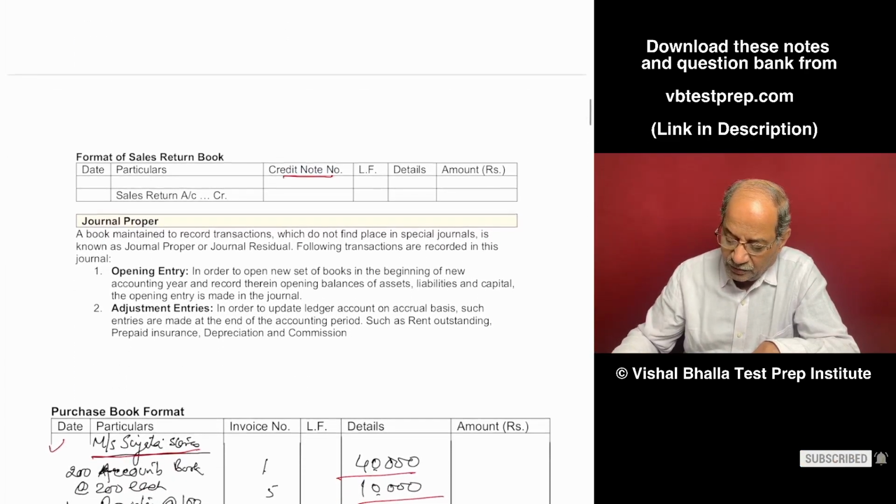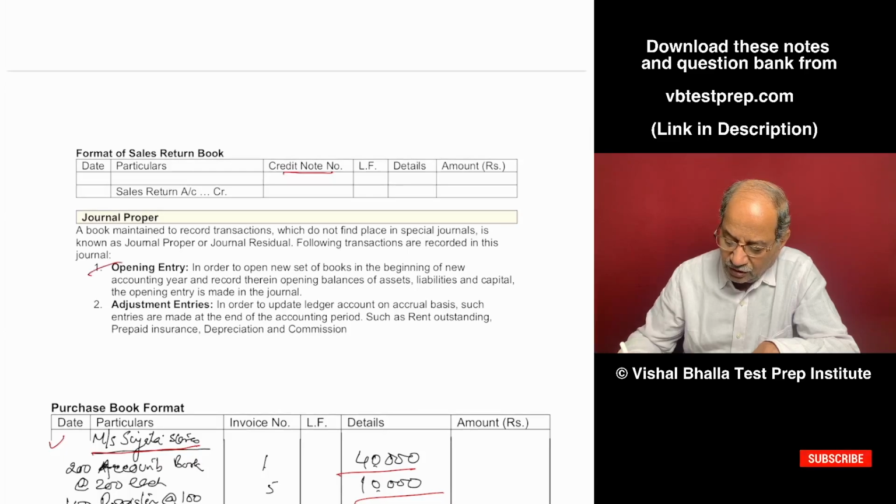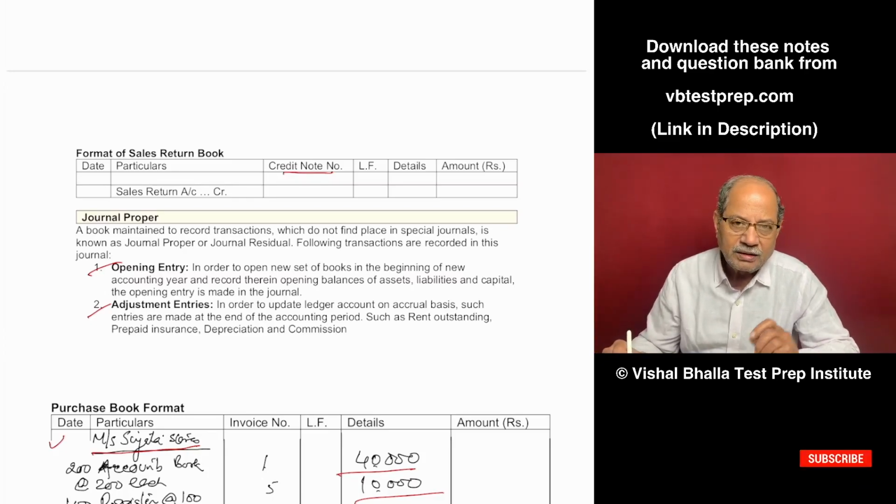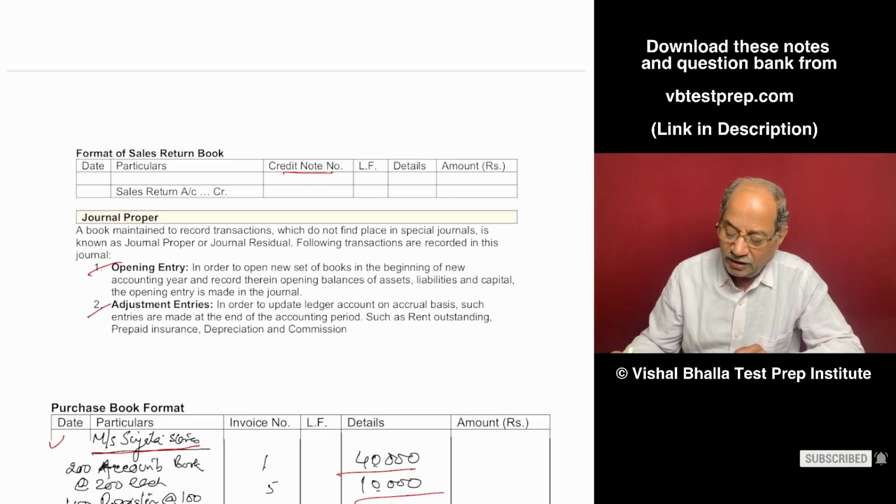Now, in journal proper, two things are there or more: opening entry and adjustment entries. Adjustment entries, I have told you about the outstanding expenses, depreciation, etc. Opening entry is the entry which is made on the first day of the accounting period. Because last year you closed the accounts by passing a closing entry, that entry will now be reversed by the opening entry, so that we are opening all our accounts.